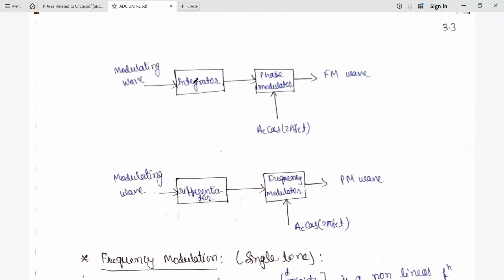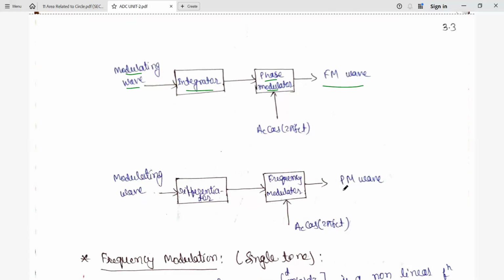You are seeing that the message signal, that is the modulating wave or baseband signal, is given as input to the integrator. The integrator output is given to the phase modulator. Another input to the phase modulator is the carrier signal AC cos 2 pi fct. That gives us the frequency modulated wave.